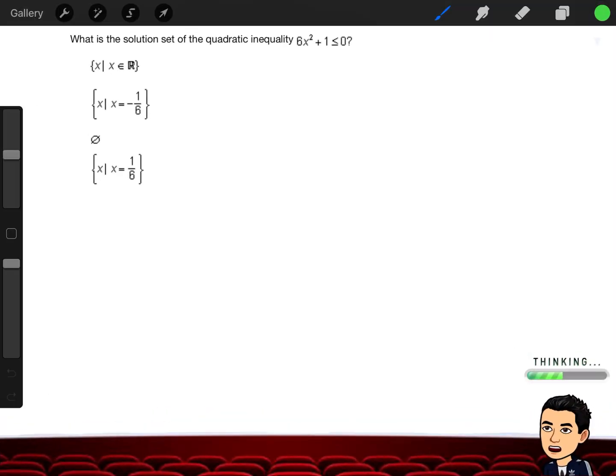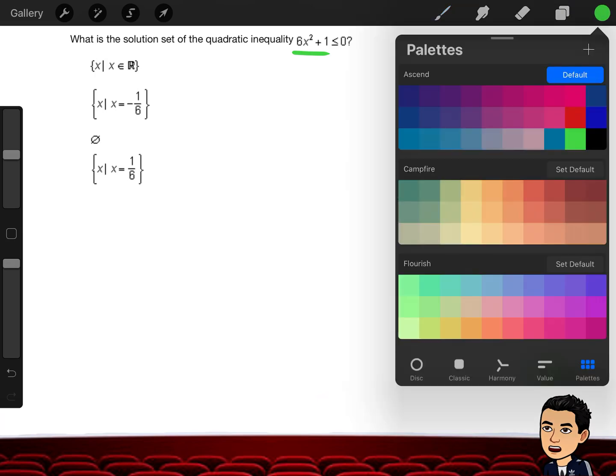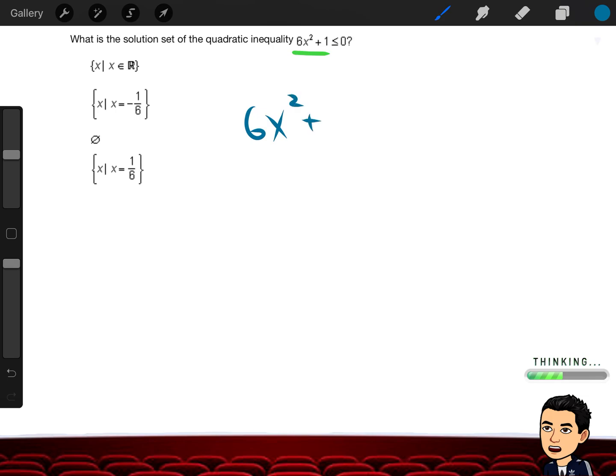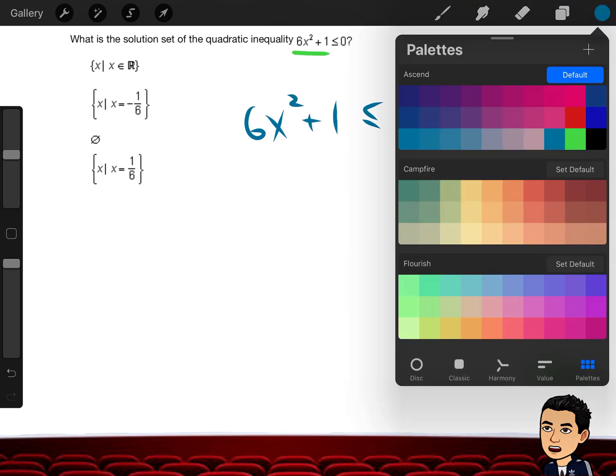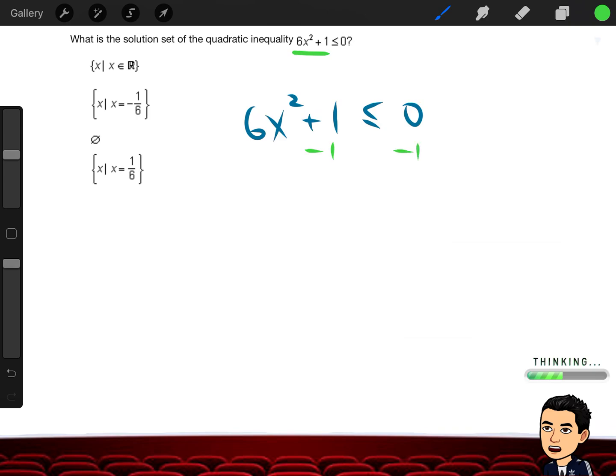All right, so let's look at the next one. Actually, let me just rewrite this. 6x squared plus 1 is less than or equal to 0. First thing I want to do is subtract 1 on both sides. So I have 6x squared, this is canceled, less than or equal to negative 1. I'm going to make a quick analysis here. x squared is always going to give you a positive, always positive, unless you put in a 0, then it's going to be 0.